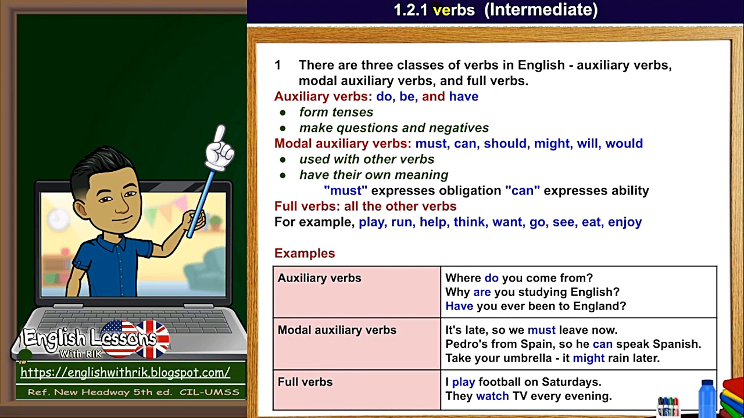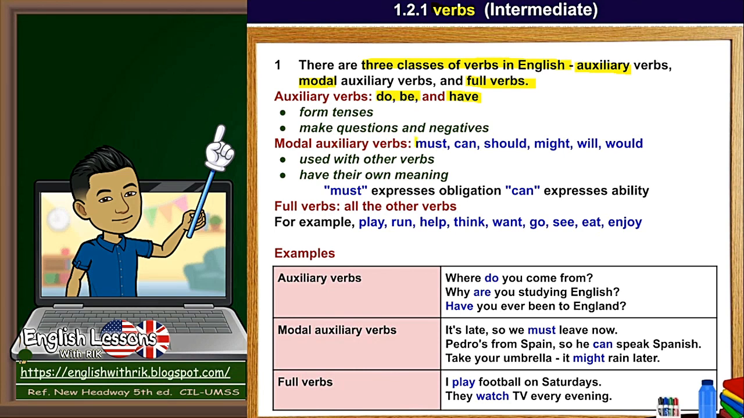Verbs. There are three classes of verbs in English: auxiliary verbs, modal auxiliary verbs, and full verbs. Auxiliary verbs: do, be, and have. We use these verbs to form tenses and to make questions and negatives.